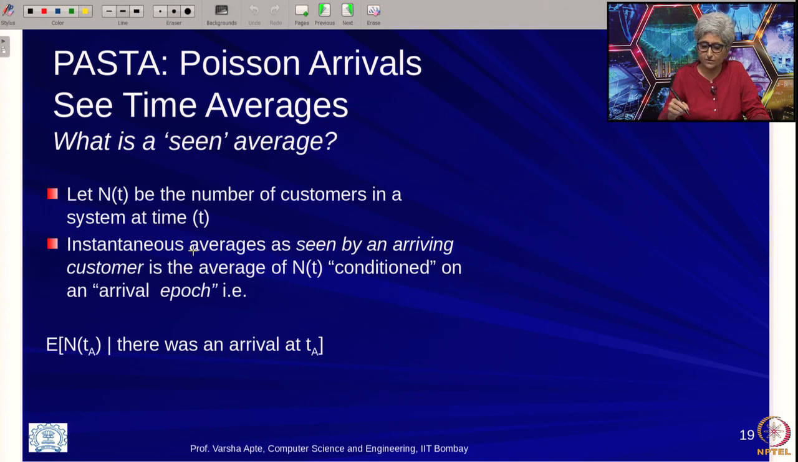So, what is a seen average? We are talking about Poisson arrivals see time averages. So what is this seen average? Again, let us consider the number of customers in the system at time t as given by N(t). A seen average is actually an instantaneous average. It is what an arrival sees. It is an instantaneous average as seen by an arriving customer, which is the average of N(t) conditioned on what is called an arrival epoch. That means we are only taking those samples of N(t) that are actually seen by an arrival.